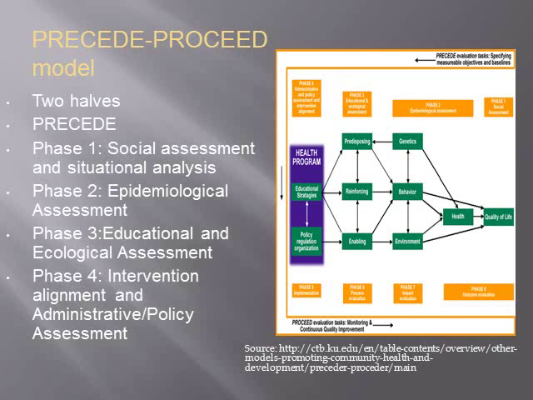The 4th phase of Precede is intervention, alignment, and administrative/policy assessment. Intervention alignment is meant to create relevant interventions based on the data and needs assessment of the previous phases.